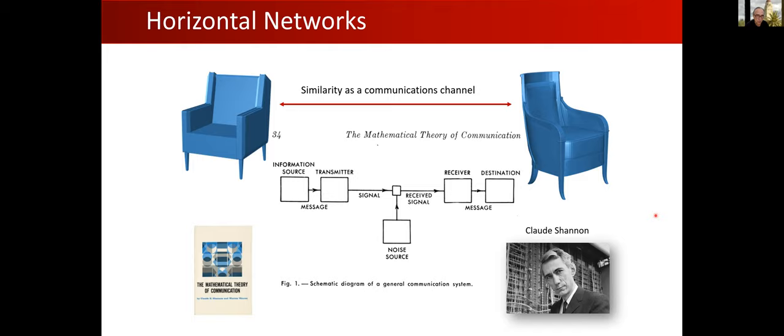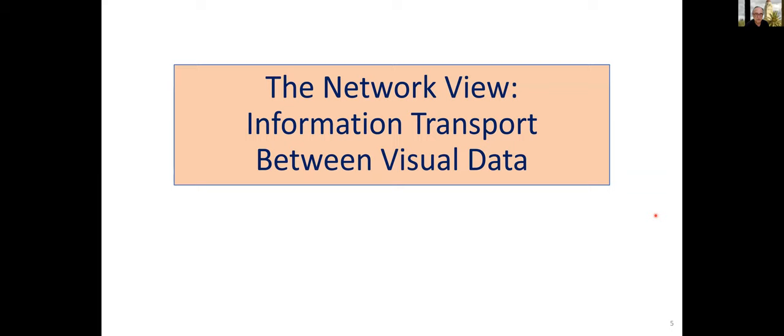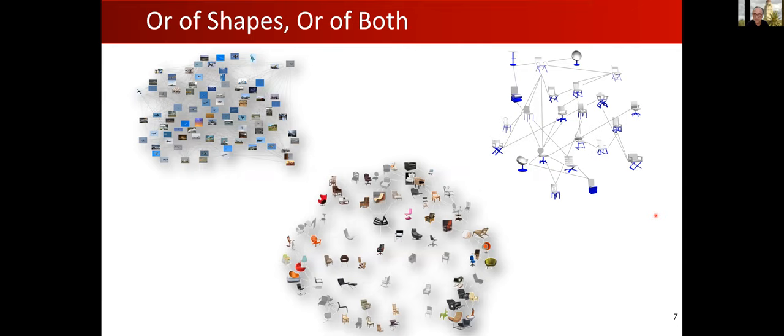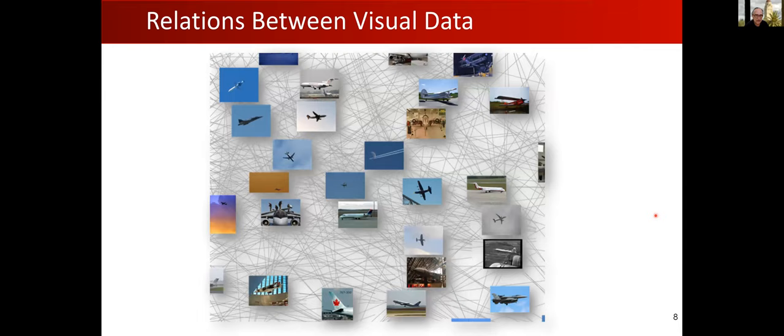So the goal is to talk about information transport between visual data. Like I show here, here's a bunch of aeroplane images connected into a network. We'll be developing such networks later in this lecture. One can also have networks of 3D models or maybe mixed networks that combine images and 3D. And the point is, these networks are real networks. They are not just graphs connecting images by some similarity metric, but as we will see, each of these gray links that you see here connecting two of these aeroplanes is really a mechanism for transporting information and semantic knowledge between these images. And these are the networks we'll try to synchronize.